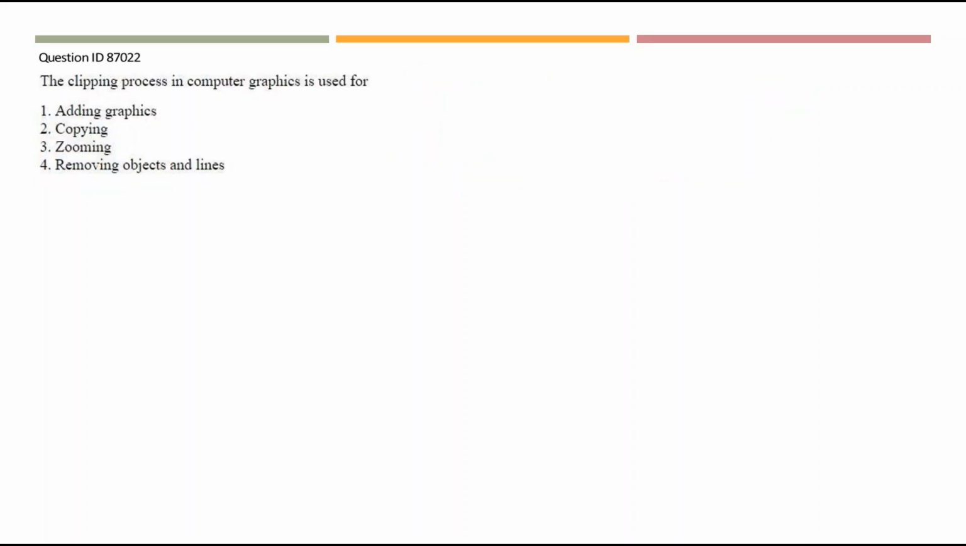Next question. The clipping process in computer graphics is used for. Previously we saw polygon clipping. I just drew some random structure and I said this will be visible from the viewing part. So this part of removing other sides of the shape will be clipping. Now we will just see which matches the option. Adding graphics, it doesn't add anything. It doesn't copy anything. It doesn't zoom anything. It actually removes objects and lines. So option number 4 will be the right answer.